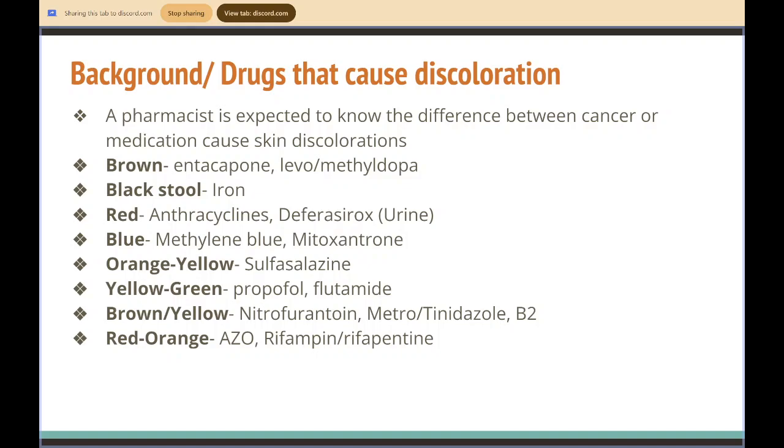Can anyone put in the chat what the brand name is for nitrofurantoin or metronidazole? One or the other, or if you're really fast, you can put in both. Next, we have red orange, Azo, which is over the counter for UTIs, symptomatic relief, rifampin, and rifapentine. All right, good, everyone. We got Flagyl, we got Macrobid, and I know that if you typed in Flagyl, it probably autocorrected. Good job, everyone.